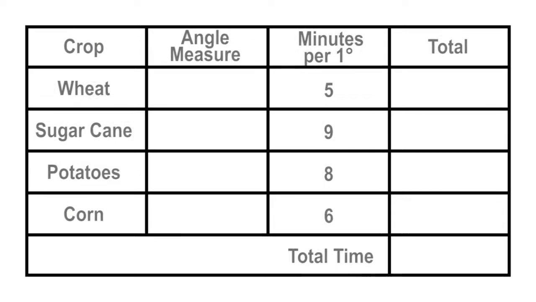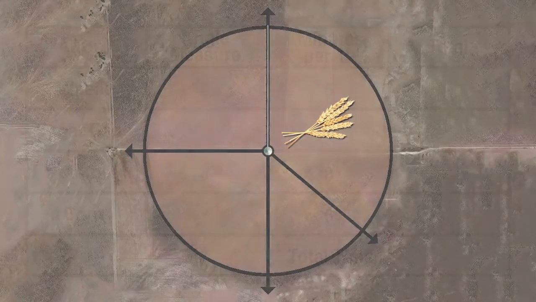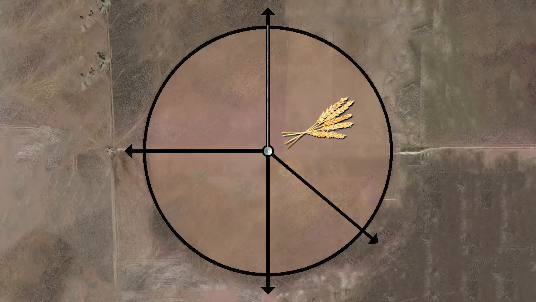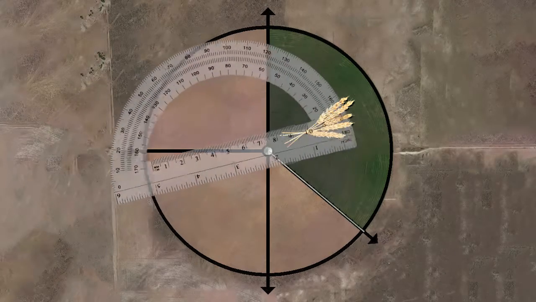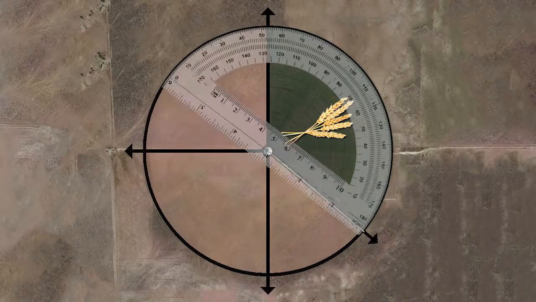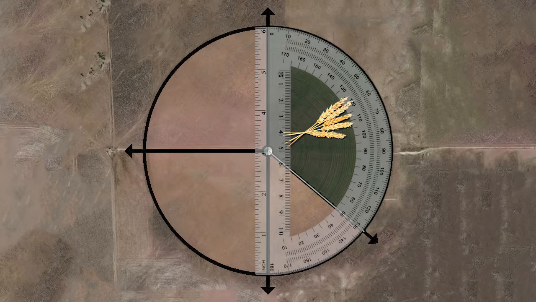Let's make a table and label our sections crop, angle measure, minutes, and total. Let's start with the wheat section first. Looking at the given chart, wheat takes 5 minutes to water per 1 degree of rotation. Using our protractor, place the center hole on the center of the circle. Line up one of the rays with 0 degrees and see what degree the other ray is located on. It looks like we have 130 degrees of wheat.